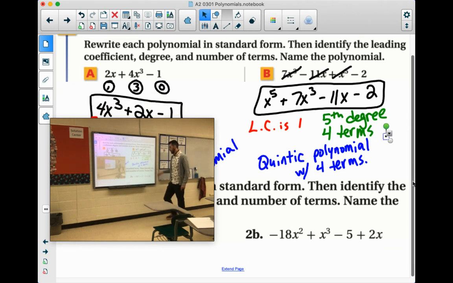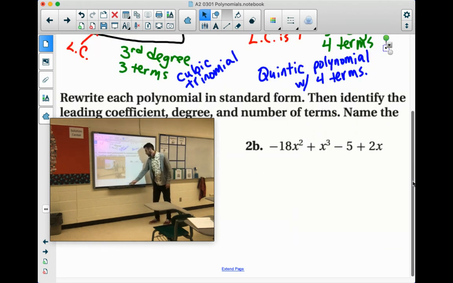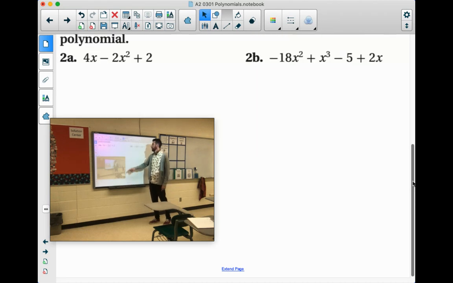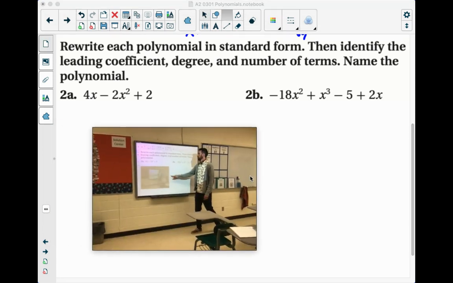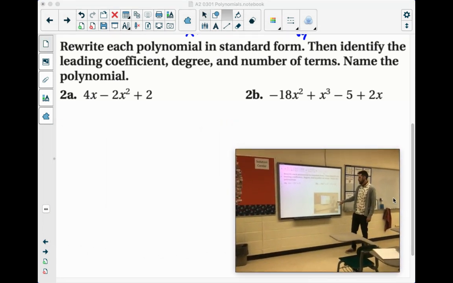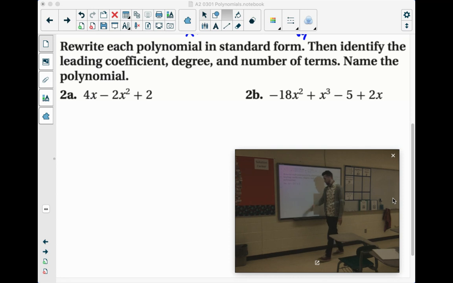Let's have you try a couple out. Get it in the standard form. Find the leading coefficient, degree, and number of terms, and name the polynomial. So pause here. I'm going to knock these out.